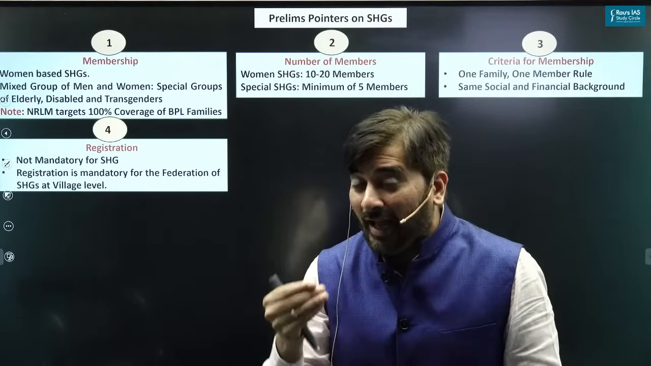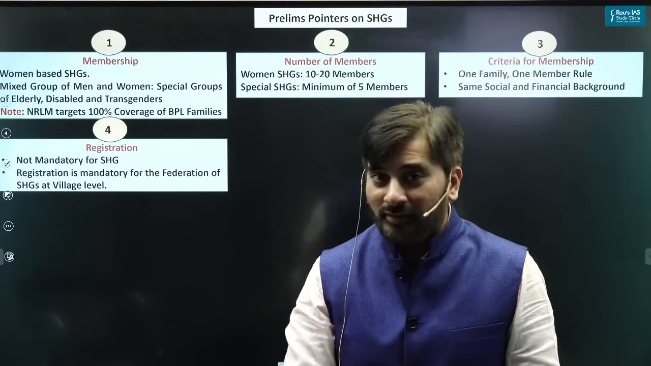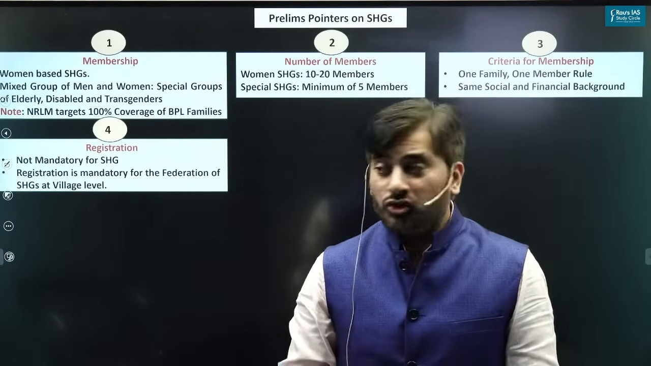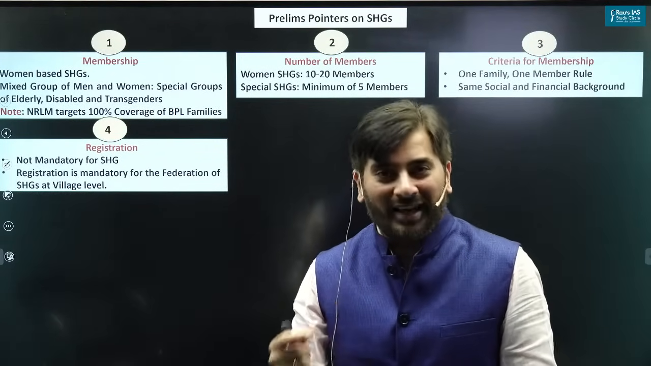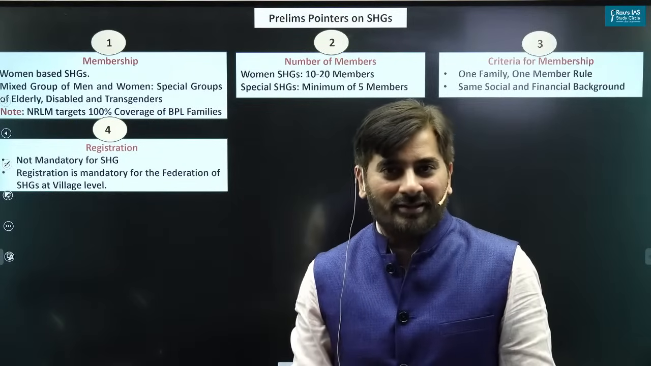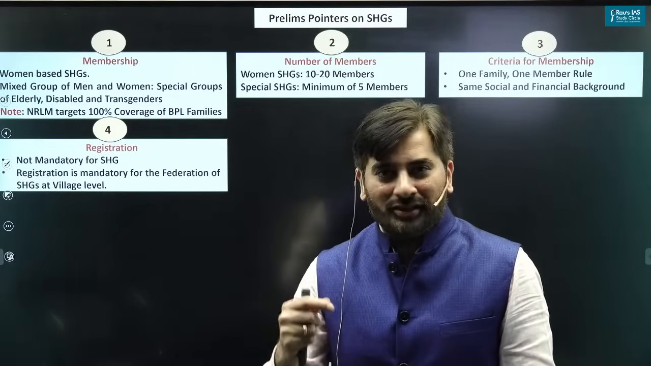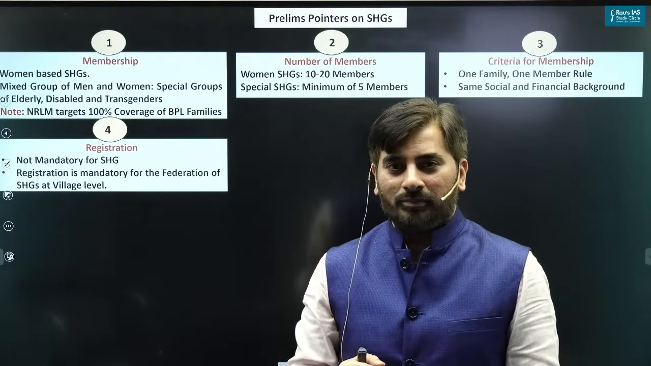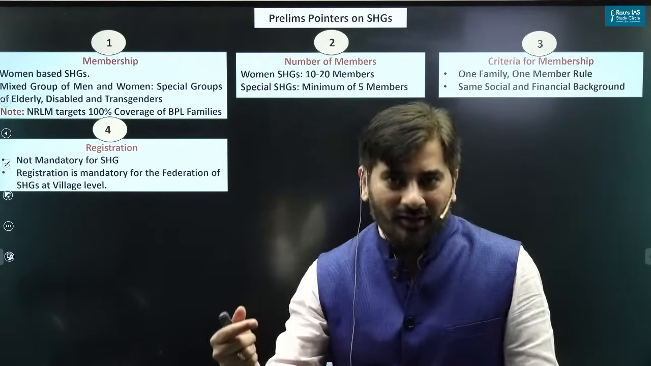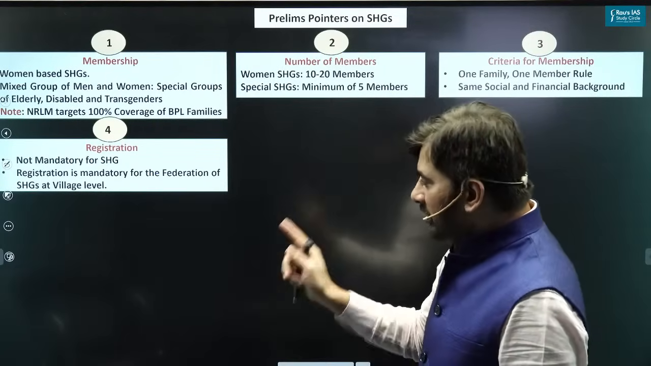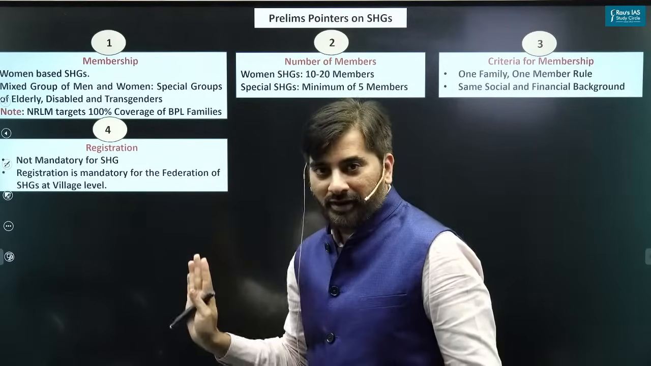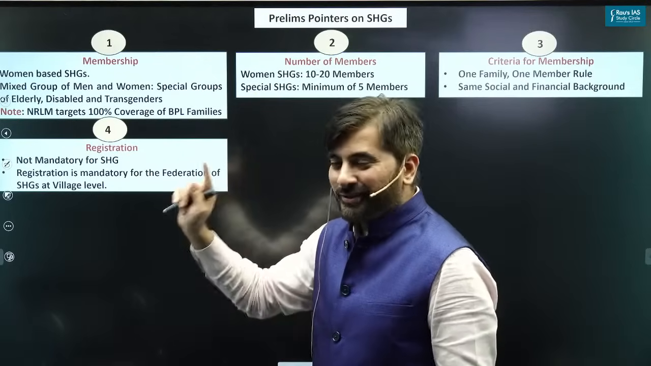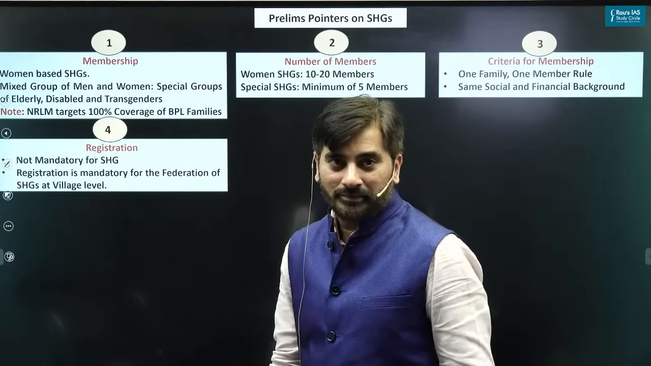And under what act should the federation be registered? The federation should be registered as a society under the Societies Registration Act, or the federation can be registered as a cooperative under the Cooperatives Act. So either as society or a cooperative. That registration is mandatory for the federation, and registration is not mandatory for SHG.